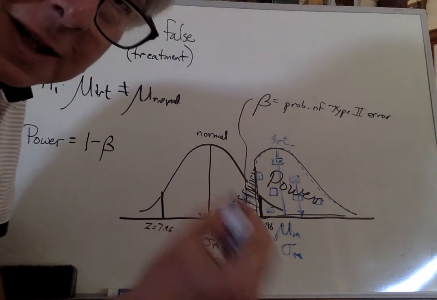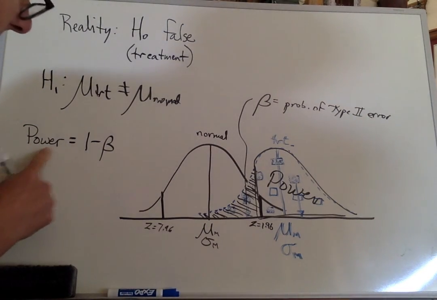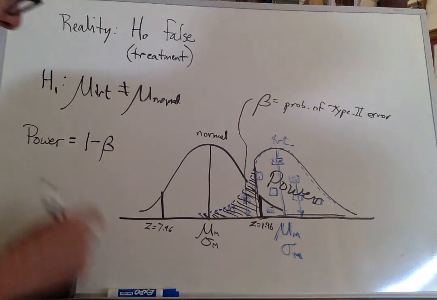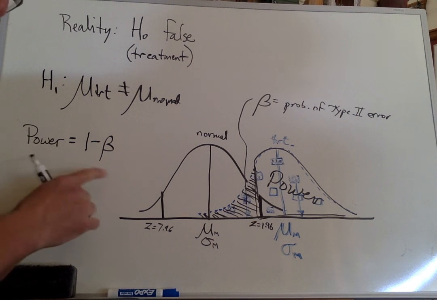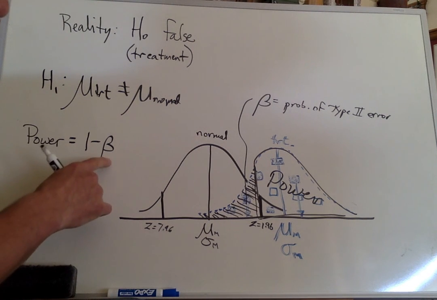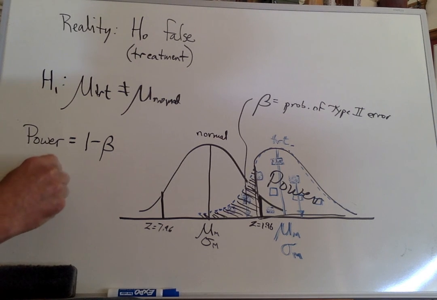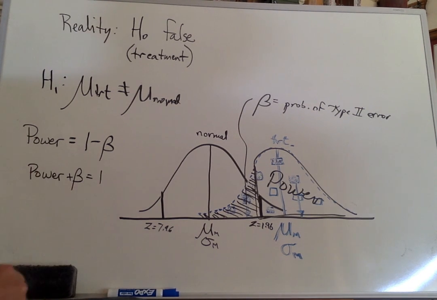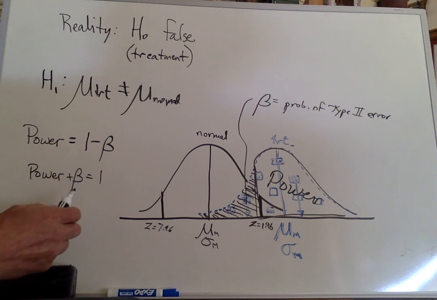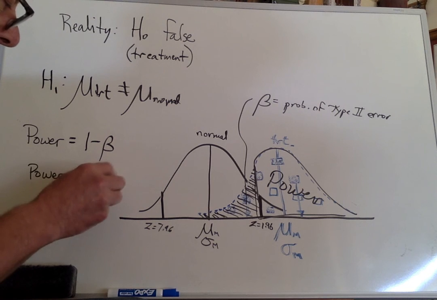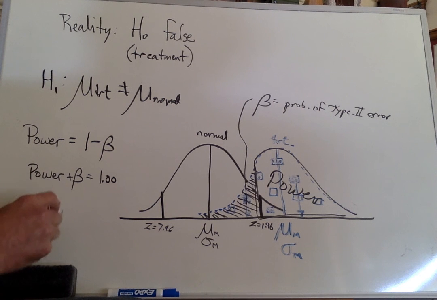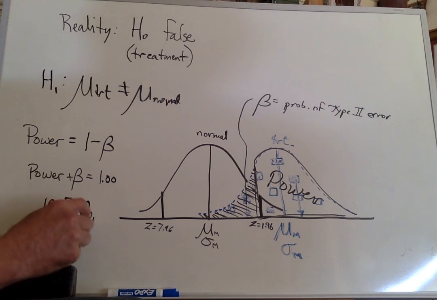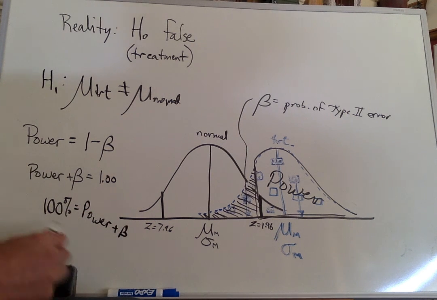And I'm going to have this now on video record. When I ask you about power, if you say this, I'll give you 0 credit. Even though this is true, doesn't mean you know anything, right? I'll show you this. I'm going to do a little bit of algebra here. I'm going to add beta to each side. Okay. Now I'm going to just switch this around, and 1 is actually 1.00. It's a proportion. I'm going to turn that into a percentage. 100 percent is equal to power plus beta.